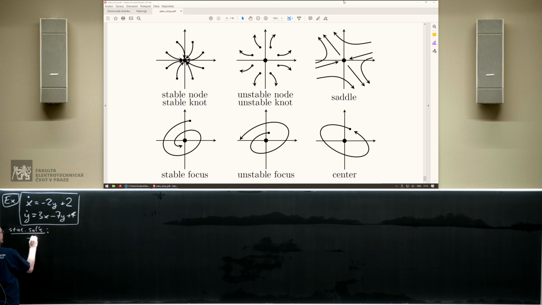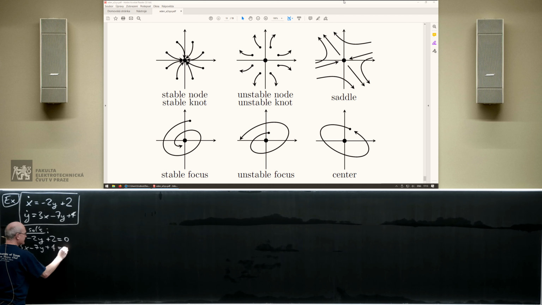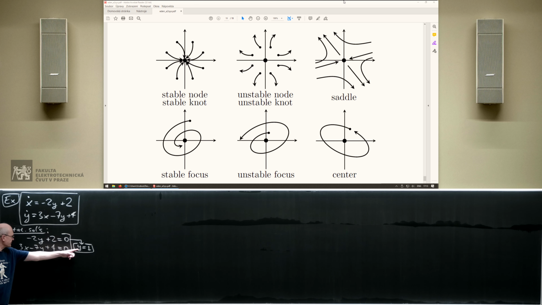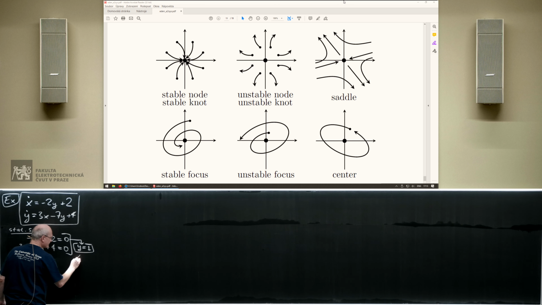Well, -2y plus 2 is hopefully 0, and 3x minus 7y plus 4 is also hopefully 0. Let's see, from the first equation, y should be 1, definitely, no other way. I put it into the second equation, and x is 1. So I can say that (1, 1) is an equilibrium or stationary point.